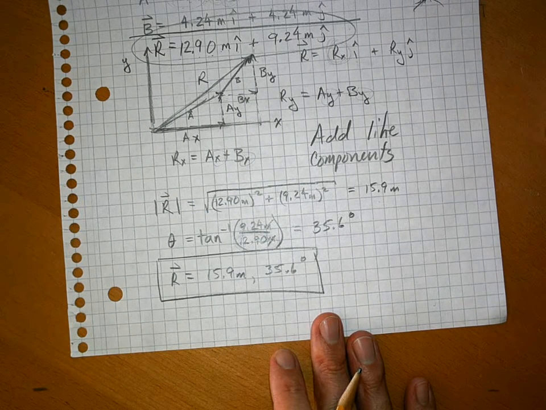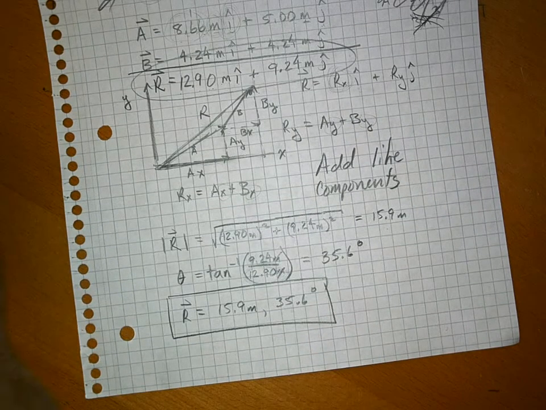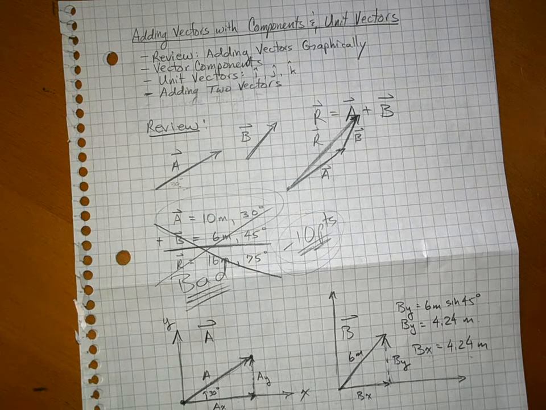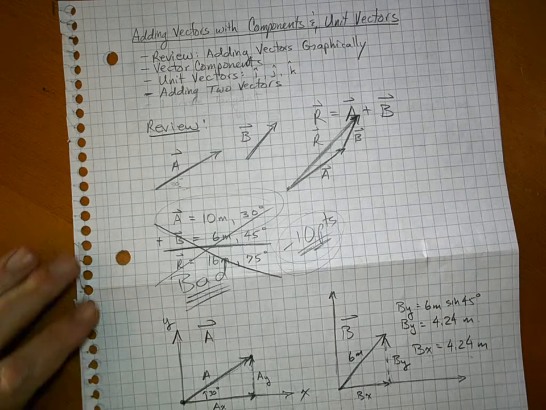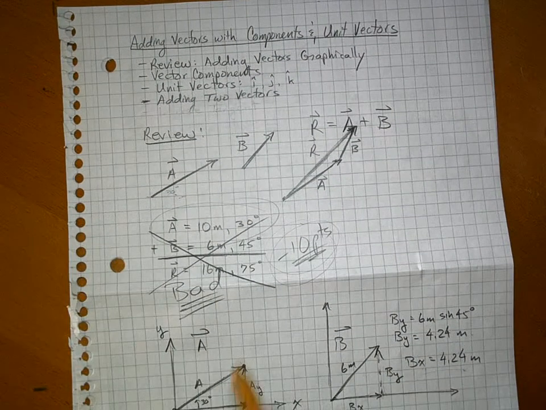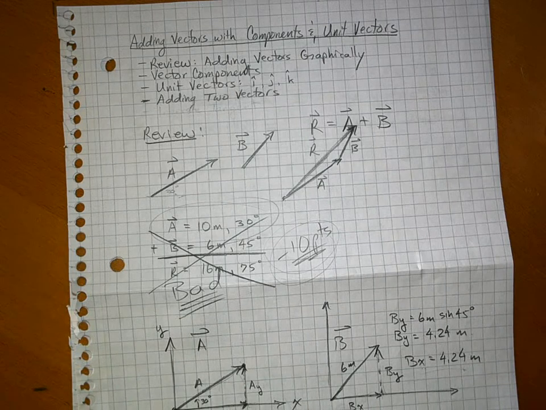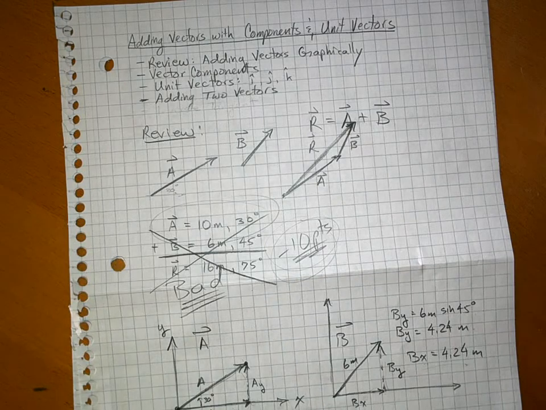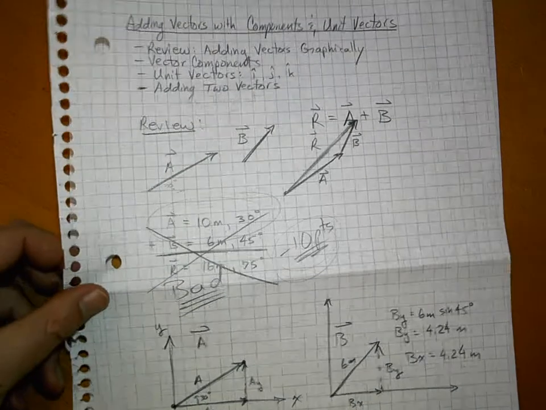Okay, so let's review a little bit. What did we do here? Well, we reviewed adding vectors together graphically, like we did before. But remember, if you're going to add them mathematically or analytically, you cannot add the angles and the magnitudes together like this, because that will cause a lot of pain for a lot of people, including yourself.